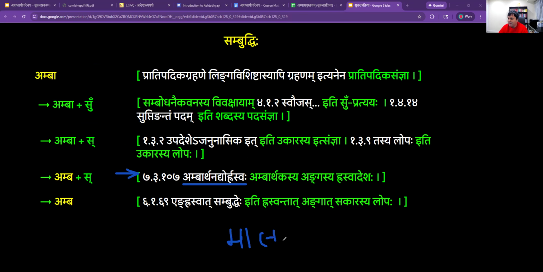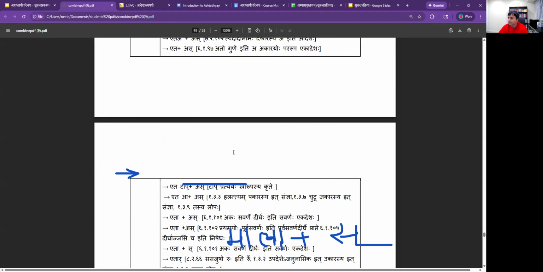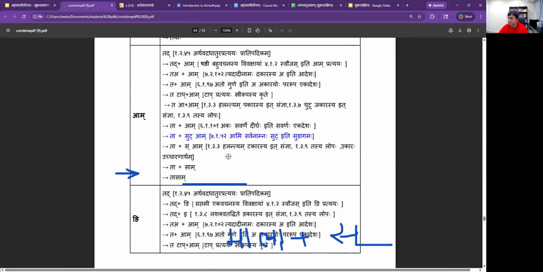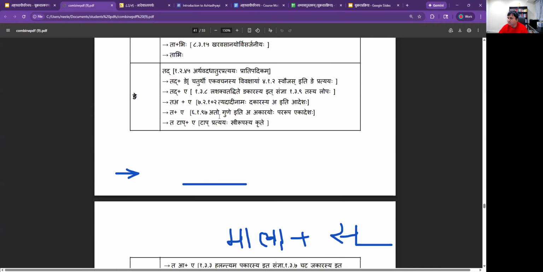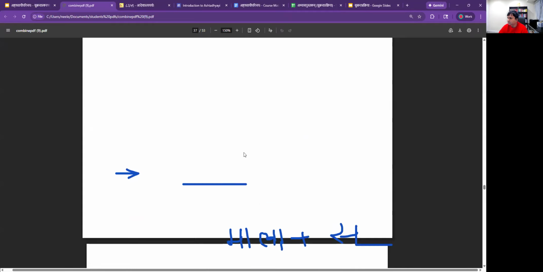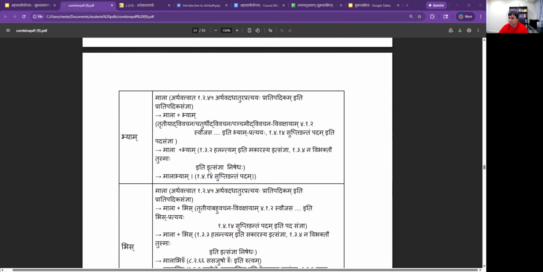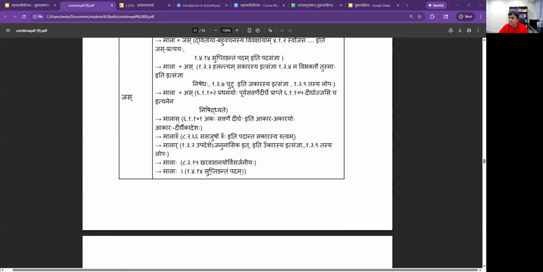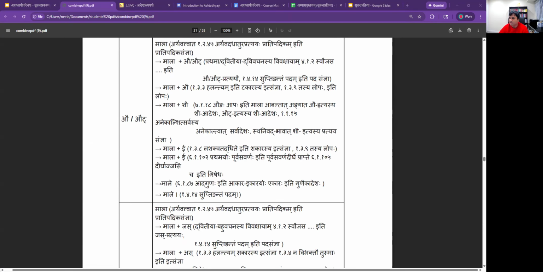73106, what happens with mala plus sa? It must be there in the previous slide deck, right? Go there. I forgot whether we discussed this or not. Anybody? I'm waiting for somebody to raise their hand and tell me which is the sutram.